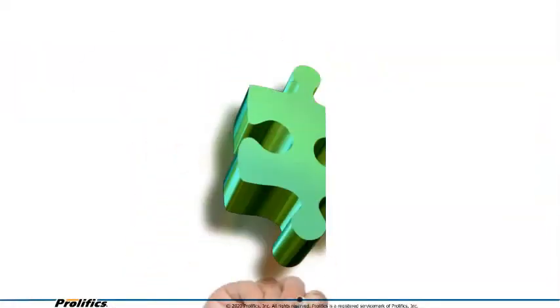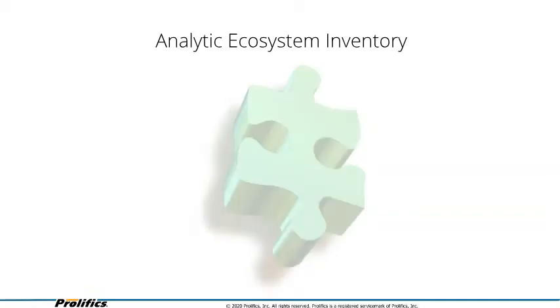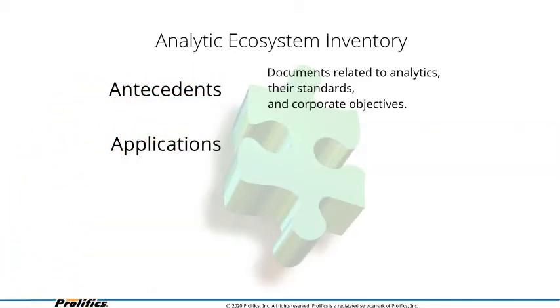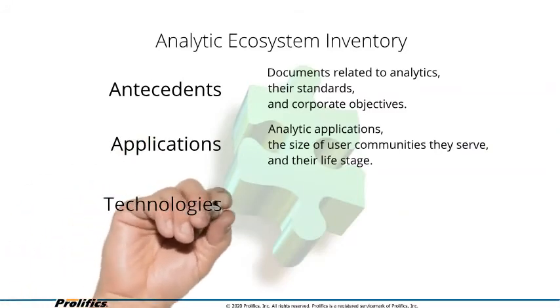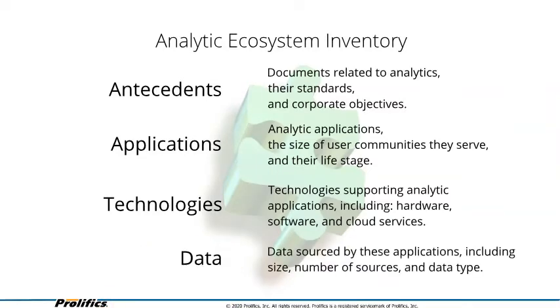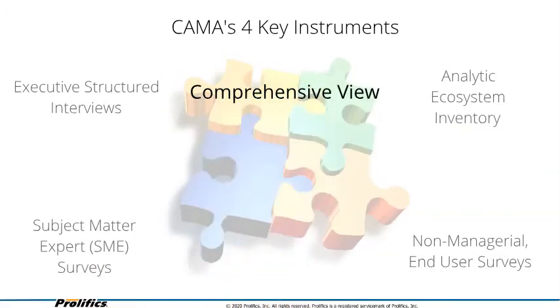Finally, the analytic ecosystem inventory is focused on documenting and quantifying the current level of analytics being executed and consumed by the organization. Specifically, the inventory collects and examines all antecedents, analytic applications, technologies supporting those applications, and the data necessary. An instrument is used to ensure consistent collection of information across the ecosystem, even if multiple teams are used to conduct the inventory. Combined, these four instruments offer a comprehensive view of the analytics practice at an organization.